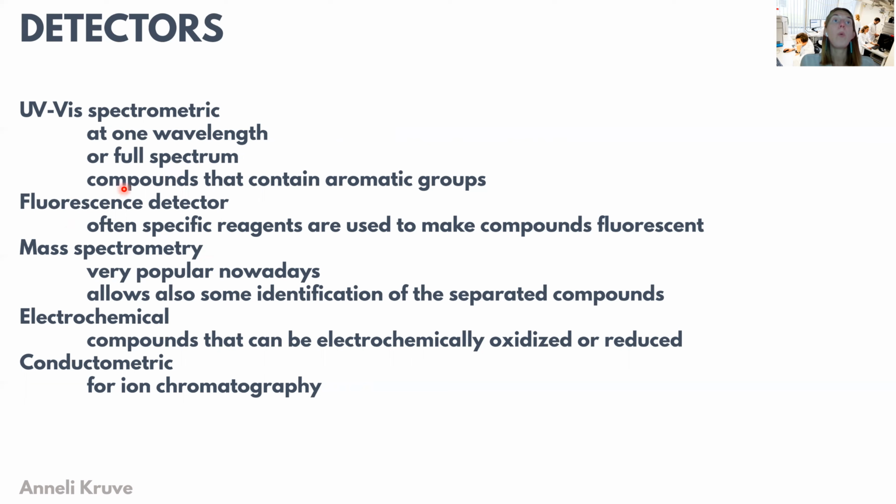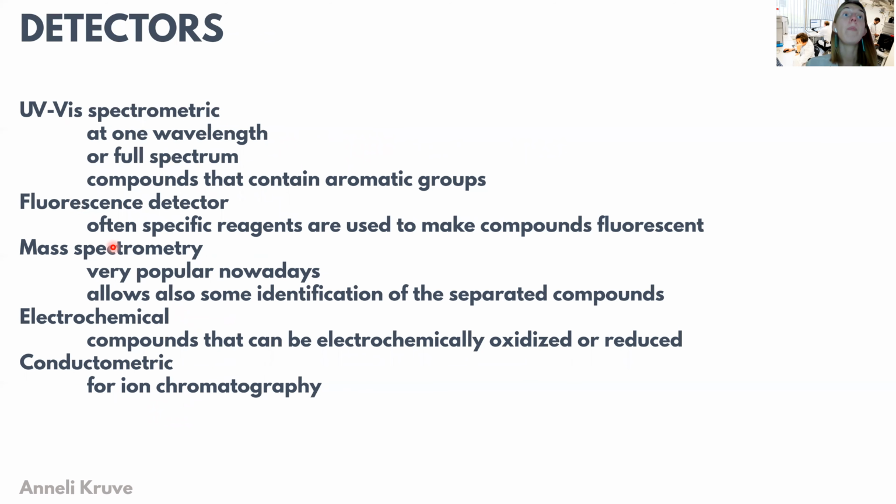Another good detector is the fluorescence detector, especially if we have compounds which are fluorescent, or sometimes compounds which can be very selectively made to fluoresce, again by derivatization. This is also something that has been used, for example, for amino acid or amine determination in general.